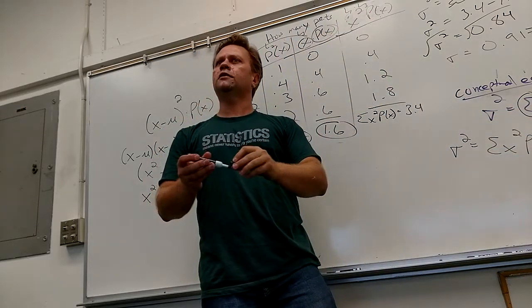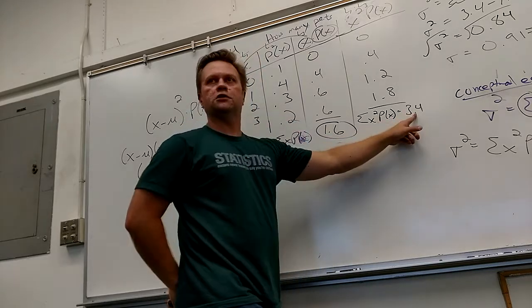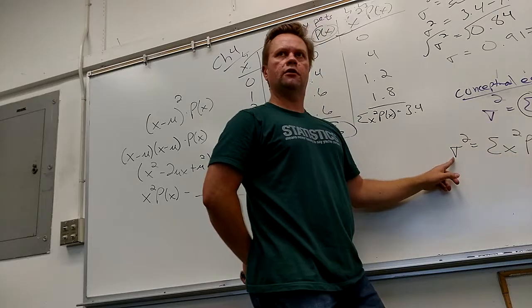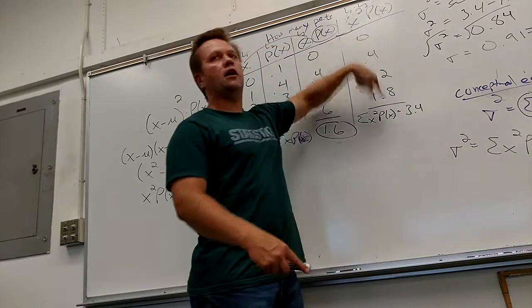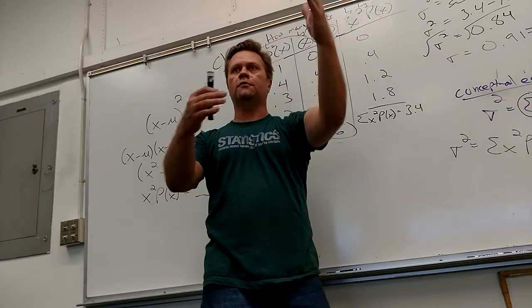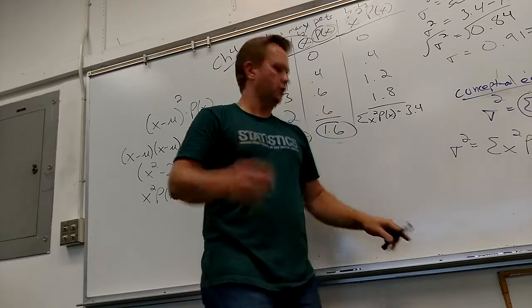So let me give you, yes? So the 3.4 represents what? The 3.4 is just a part of the variance equation, right? Just like it was before, when you added the column up, you had to put it over n or n minus 1. It wasn't the variance yet. Same way that it happened before.